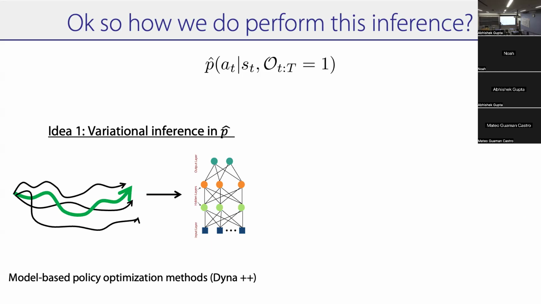This is the same thing as MBPO, Dyna, some of the other algorithms we discussed, where you're pretending your model is a simulator. You're just doing policy optimization, model-free RL in your simulator, which is your model. All of those you can derive just by doing variational inference in p hat.